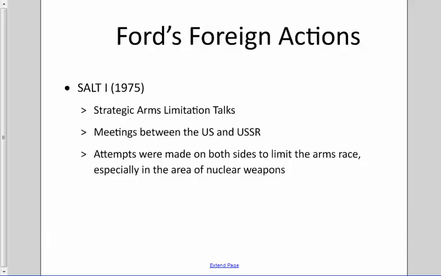Ford's foreign actions also include what's called SALT, or the Strategic Arms Limitations Talks. There is a SALT 1 and a SALT 2. Ford is going to be part of SALT 1. This is between the US and Russia. We limit the arms race, especially nuclear weapons. We agree to not have as many nuclear weapons. That's a huge step towards détente, the easing of tensions in the Cold War.